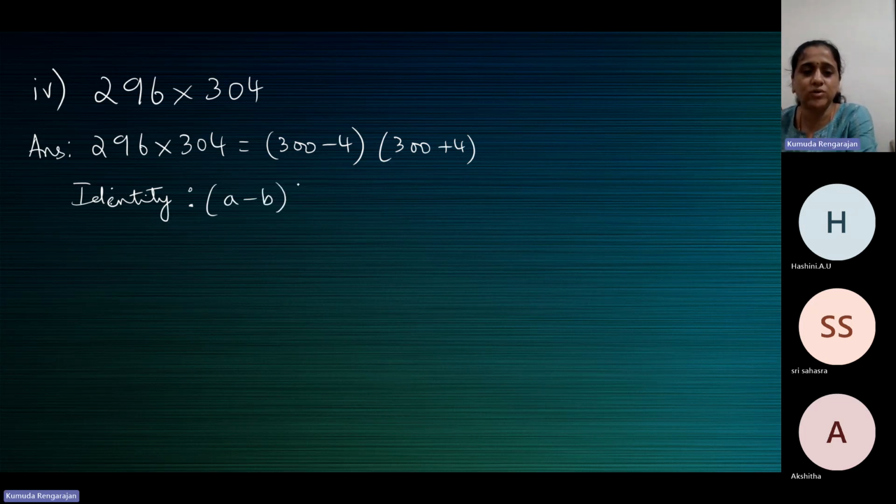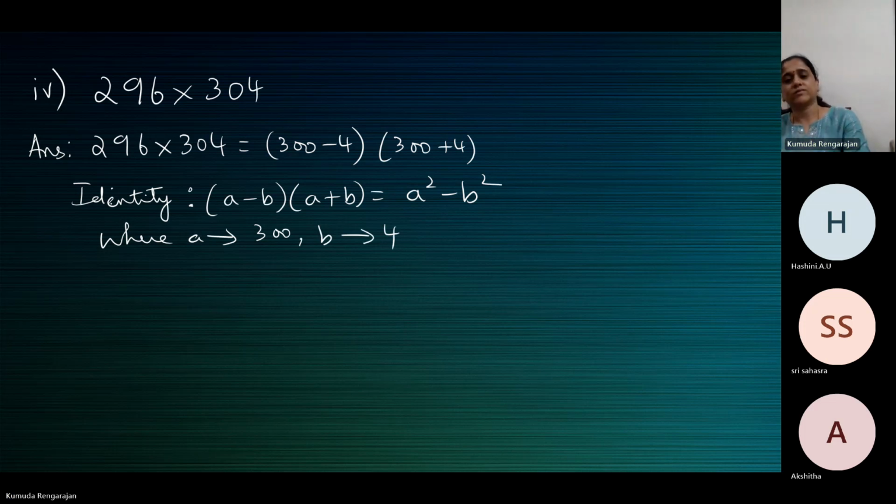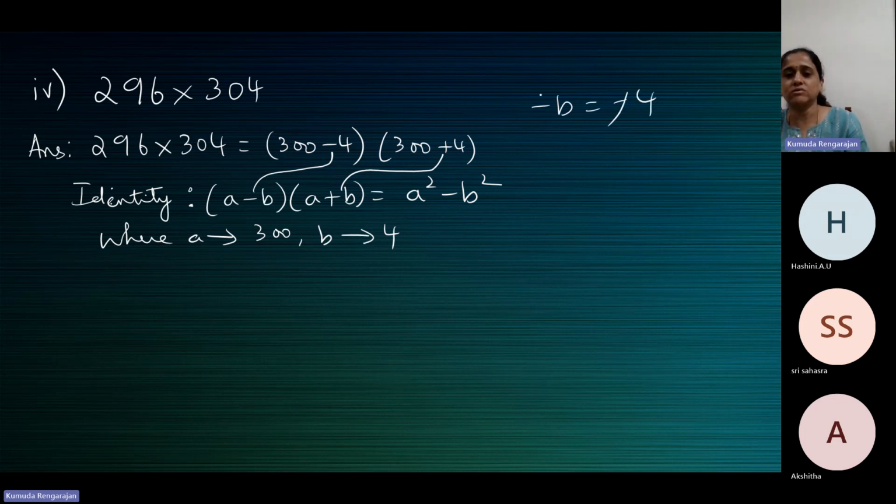A minus b into a plus b is equal to a squared minus b squared, where a is 300 and b is 4. See, minus b is minus 4, that means b is 4. Or plus b is plus 4, b is 4. Whichever you compare, you will get the same thing. A is 300.